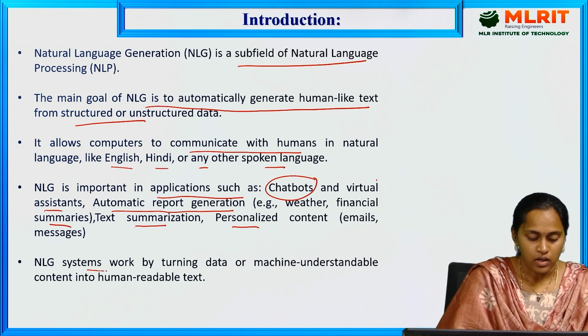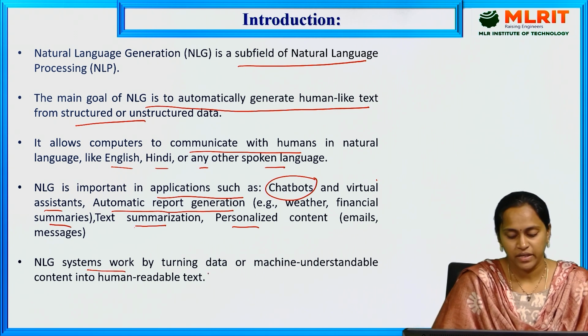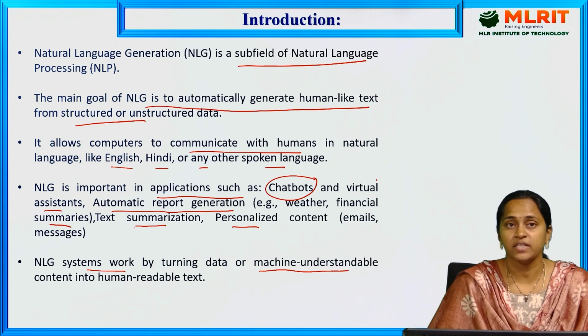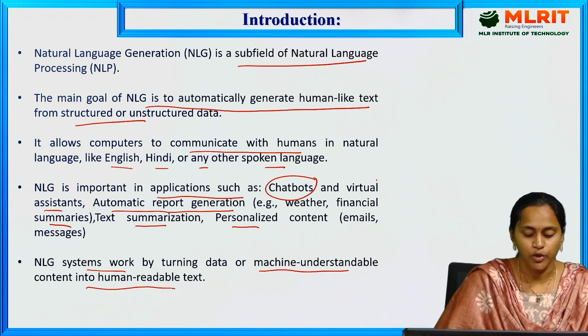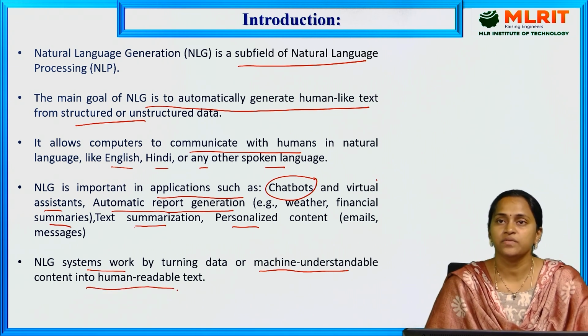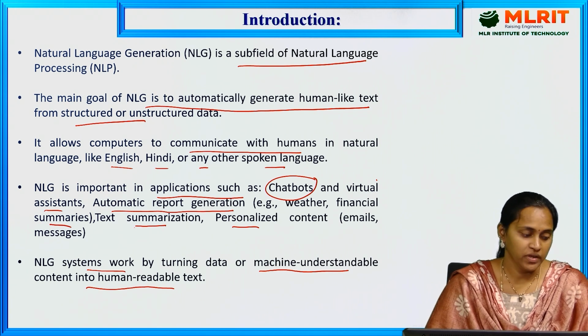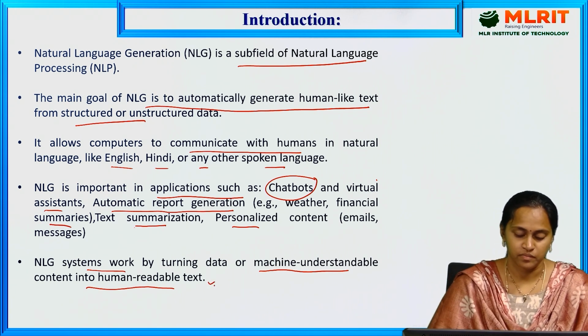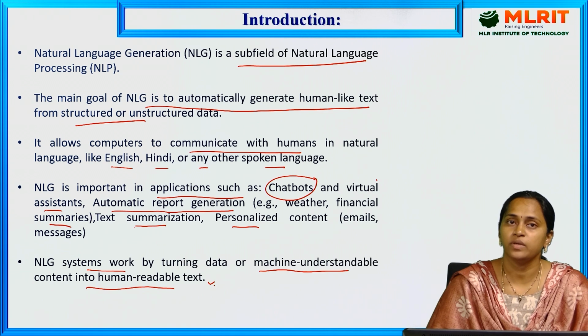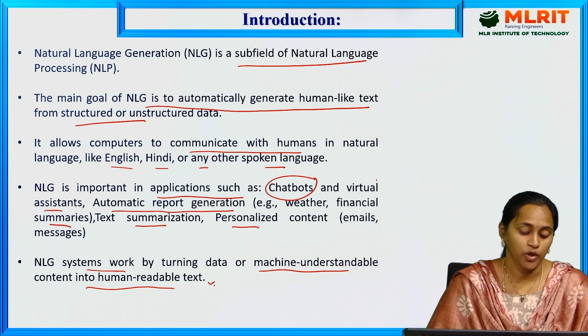So, how does the system work? It turns data or machine understandable content into human readable text. That means we are taking machine readable data and converting it into human readable text. After converting to human readable text, the human needs to analyze the text.